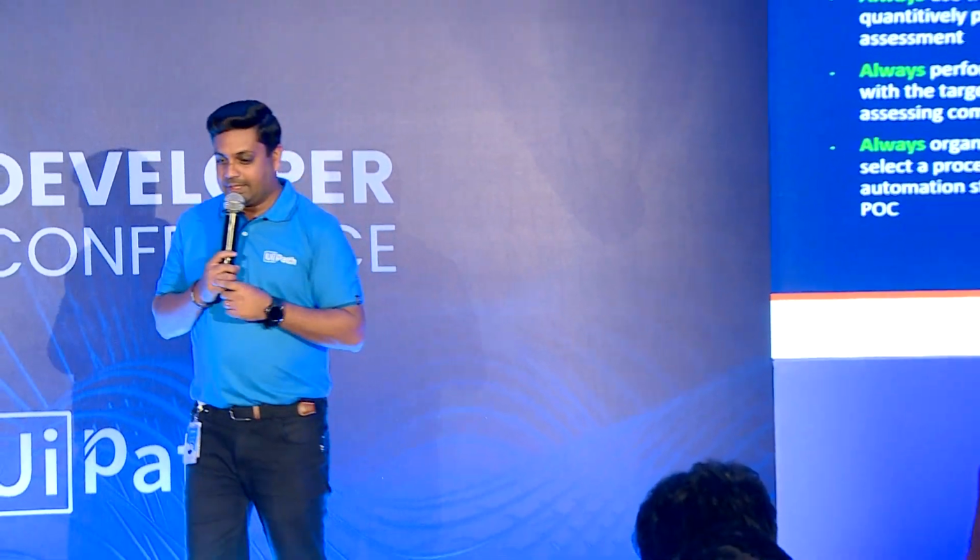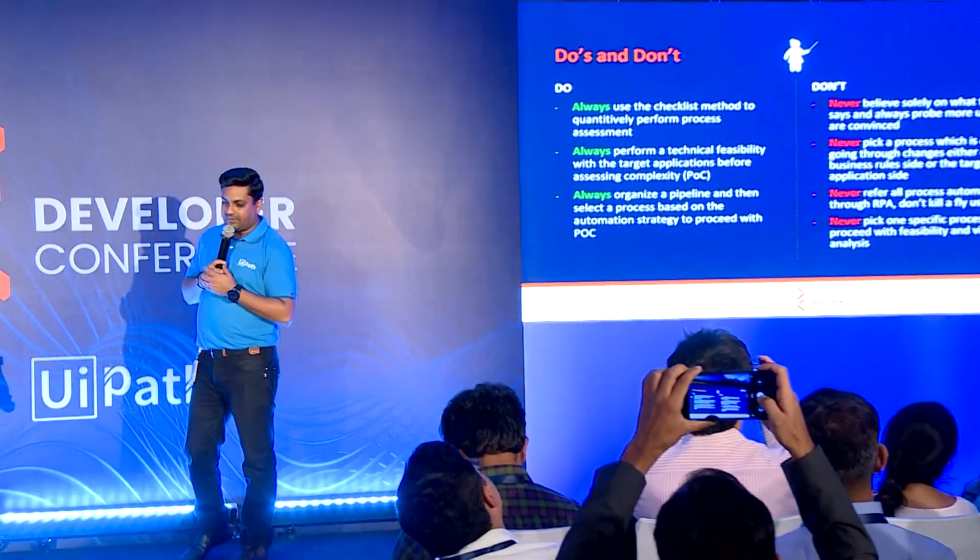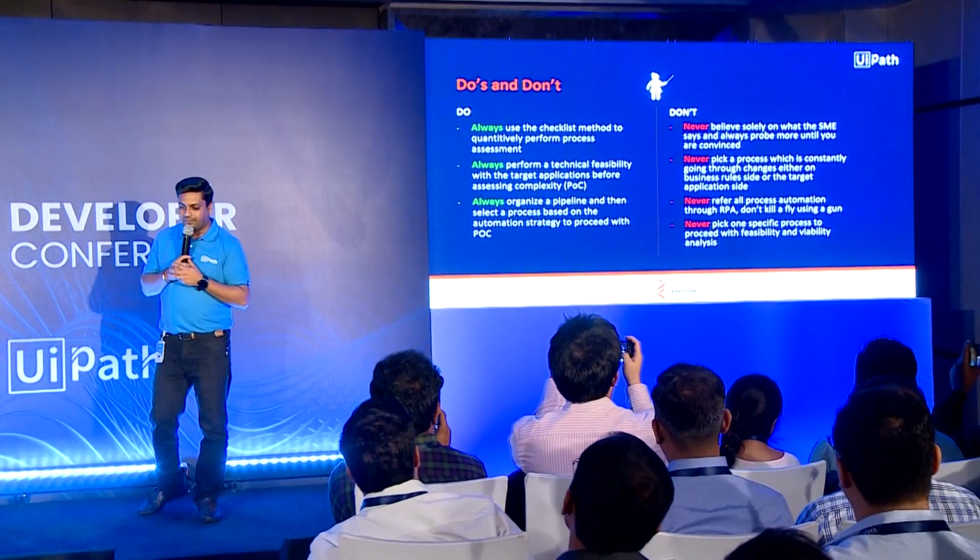Never refer everything for RPA. Very important. If you have an Excel application, and it is only the Excel application on which you have to do a few activities, maybe prepare a macro. Do not do an RPA for it. That's not a business case which would fly, and that's why we say don't kill a fly using a gun. Right? And never pick one specific process to proceed with feasibility and viability analysis.